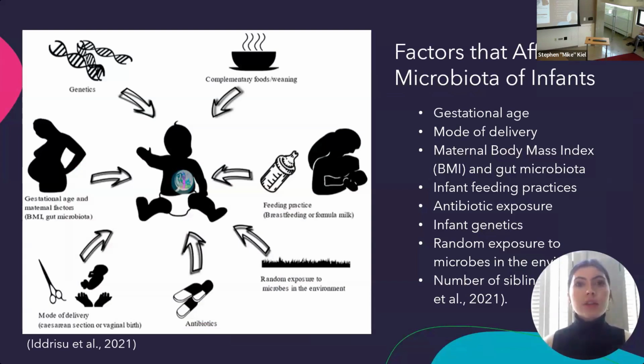These factors include gestational age, mode of delivery, maternal body mass index and gut microbiota, infant feeding practices, antibiotic exposure, infant genetics, random exposure to microbes in the environment, and an infant's number of siblings. Infants born vaginally receive their initial gut microbiota from maternal, vaginal, and fecal sources, whereas infants born by cesarean birth receive initial colonization of the microbiota through their mother's skin. According to Drusa et al., studies show that infants born by cesarean birth have delayed microbiota colonization.